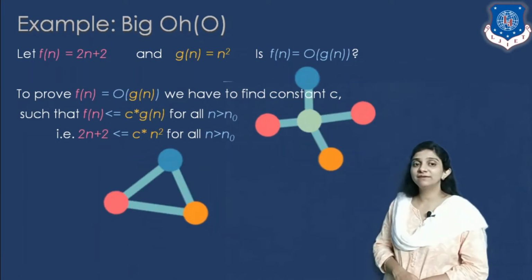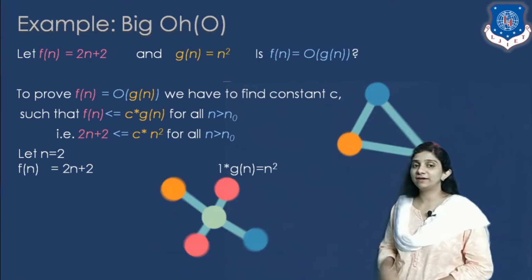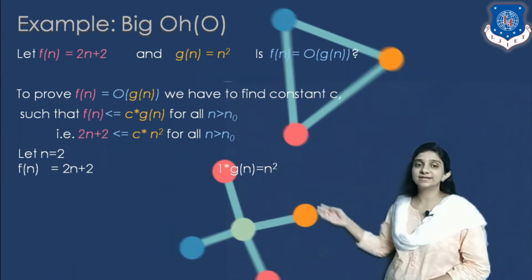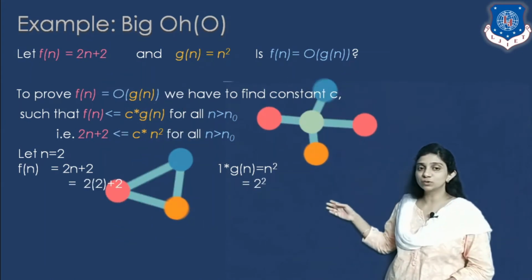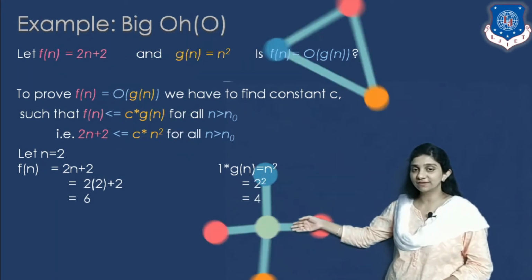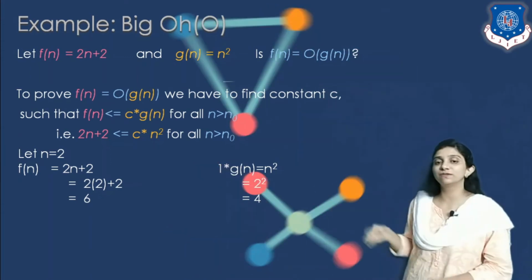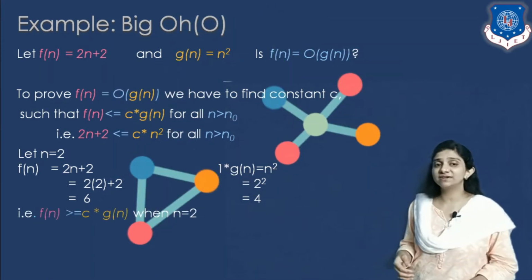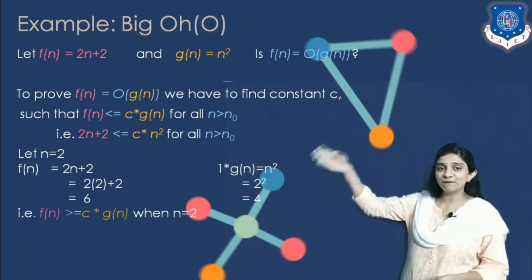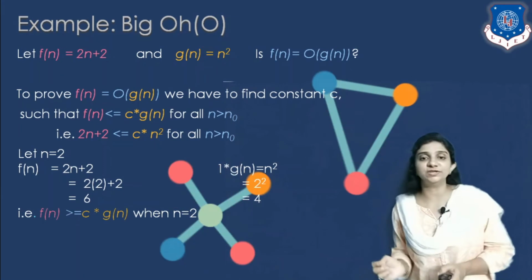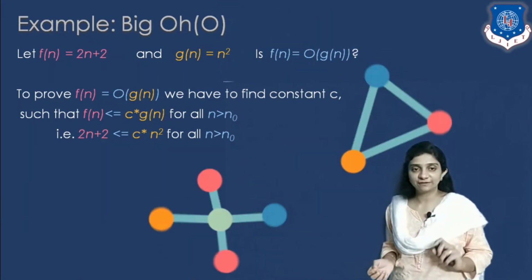So let us try with n equals 2. For n equals 2, f of n equals 2n plus 2, that is 2 into 2 plus 2, that is 4 plus 2 equals 6. And 1 into g of n, that is n square, that is 2 square, which is equal to 4. 6 is still greater than Cg of n. But big O's definition says that f of n should be less than or equal to Cg of n. So for n equals 2, our input doesn't satisfy the condition.